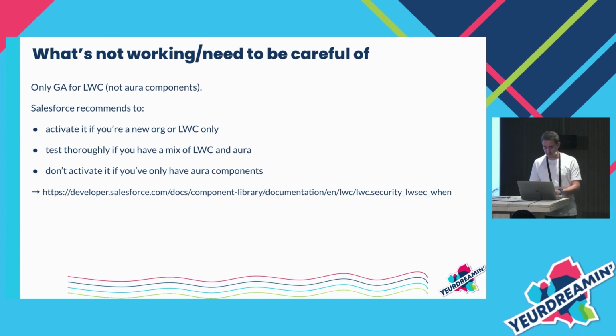There are a few things you need to be careful of. First, it's only GA for LWC, not for Aura components. What Salesforce recommends today is that if you have a new org or an LWC-only org, you should activate it. Salesforce is rolling out auto-activation of the feature. I think it was supposed to be in Spring 22. It's not there yet. The documentation says it's rolling out without much more information. So at least if you have an LWC-only org, you could activate it. If you have both, just test it.